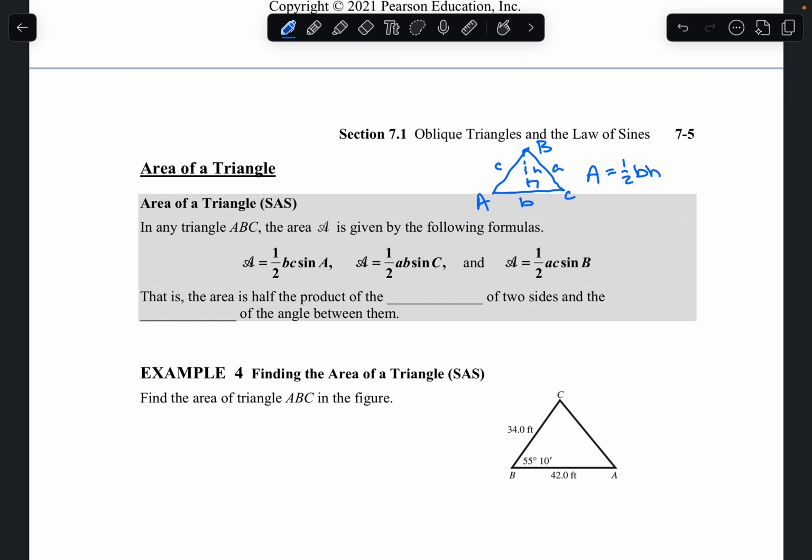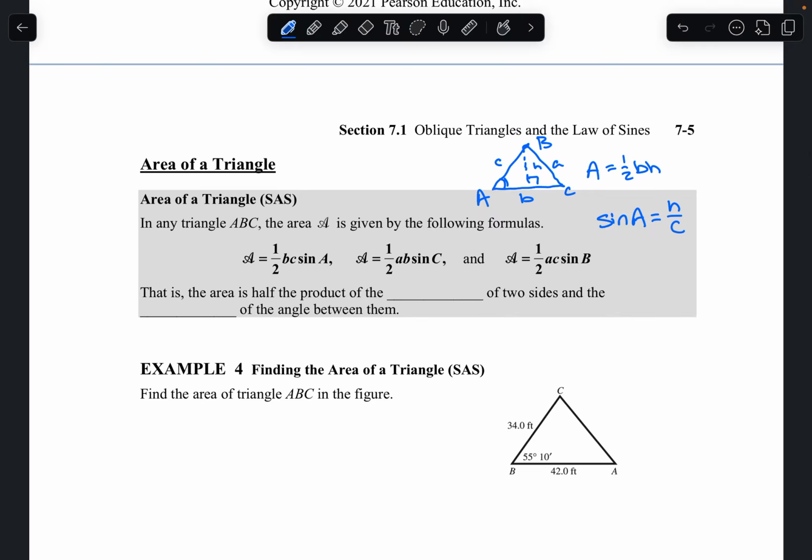knowing that the height dropping down from a vertex perpendicular to a side forms two right triangles. So in this right triangle, the sine of A would be the ratio of H to C, opposite to hypotenuse. Multiplying both sides by C, we get C times the sine of A equals H. So if we go back to 1/2 base times height and replace the height with C times the sine of A, we find a new formula for finding area. It's 1/2 times the product of the sides times the sine of the included angle. It doesn't matter which vertex it is.